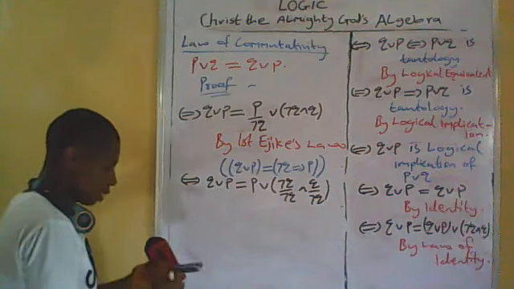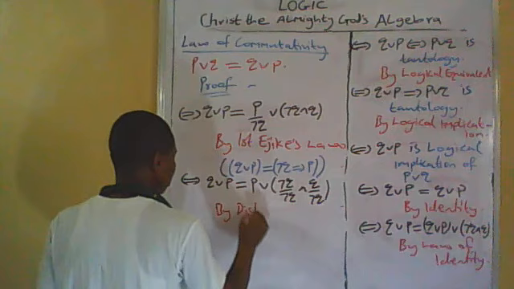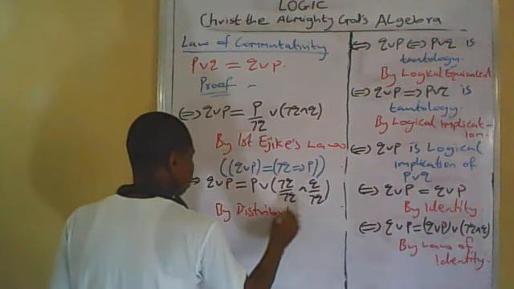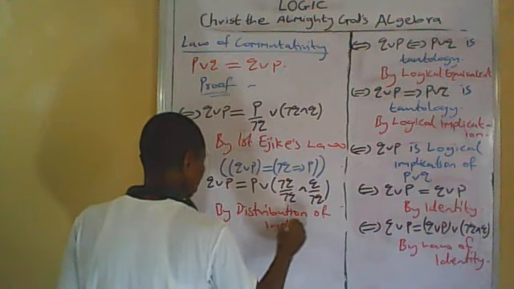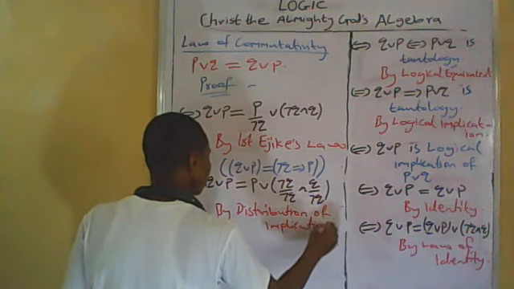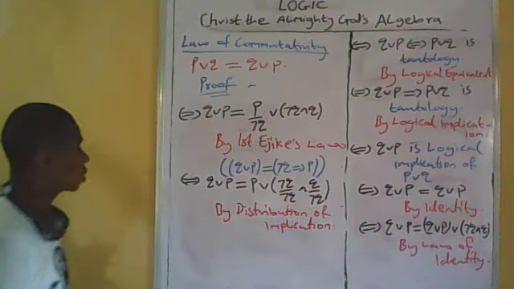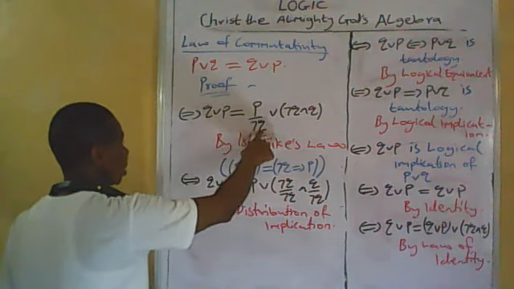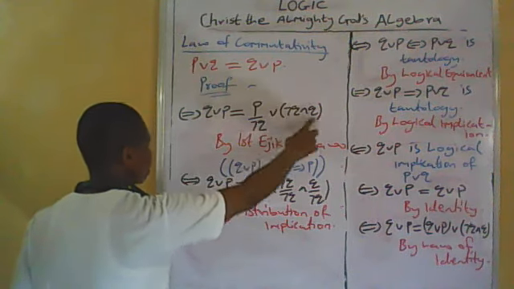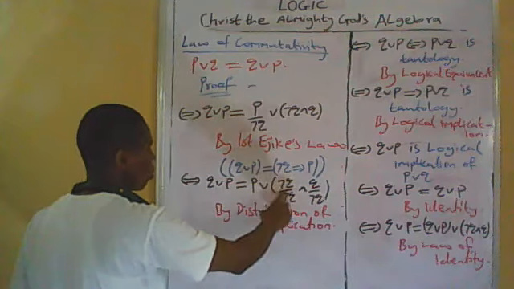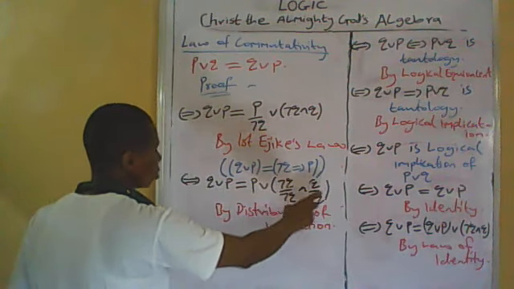Being justified by distribution of implication, because this not Q, that means the implication, is now being distributed between not Q and the Q. That's why I have not Q upon not Q, and Q upon not Q.